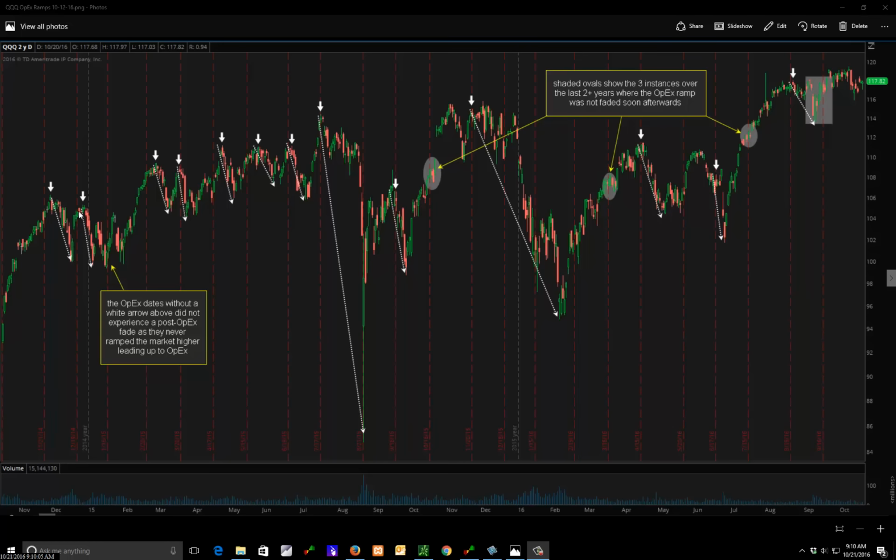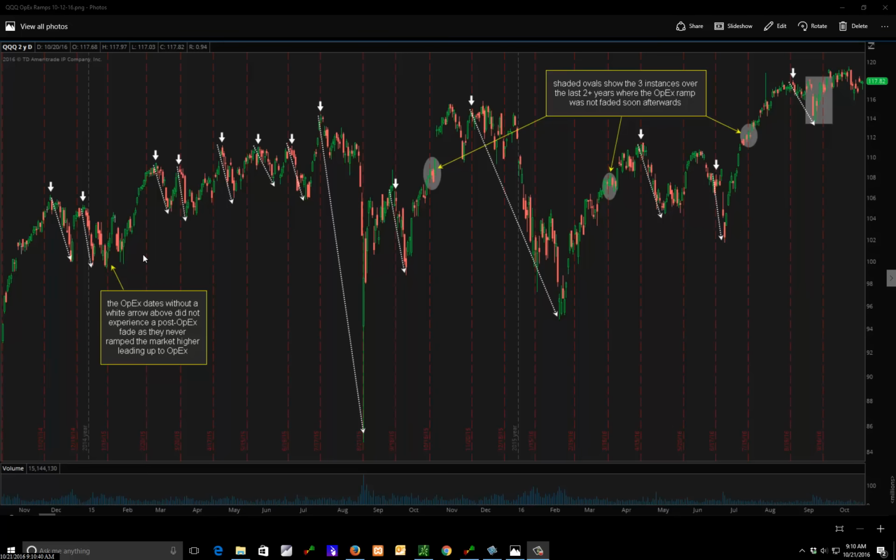So there's one. You can see the white arrows here. And I made some notes for when you have a sell-off just before OpEx. In this first one, there's the ramp. You did have a correction, but then you had a ramp right back up almost to where we started, and so then you had the OpEx fade. However, in this case, we didn't have an OpEx ramp. They sold the Qs down into options expiration, so you didn't have the typical fade because there was no rally to fade. You already had a correction. You already alleviated any near-term overbought conditions.